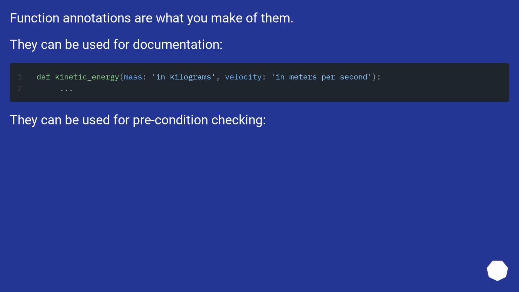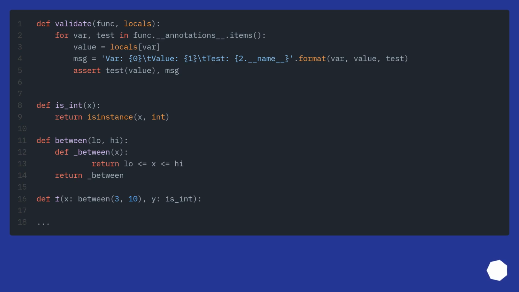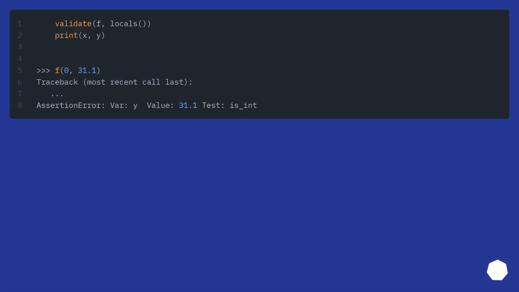Function annotations are what you make of them. They can be used for documentation. They can be used for precondition checking. Also see this URL for a way to implement type checking.